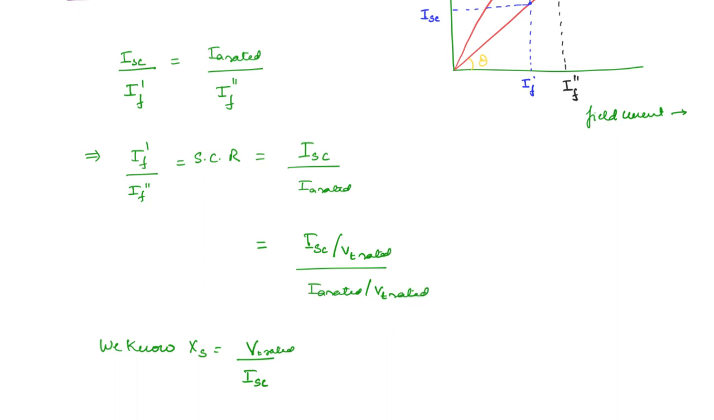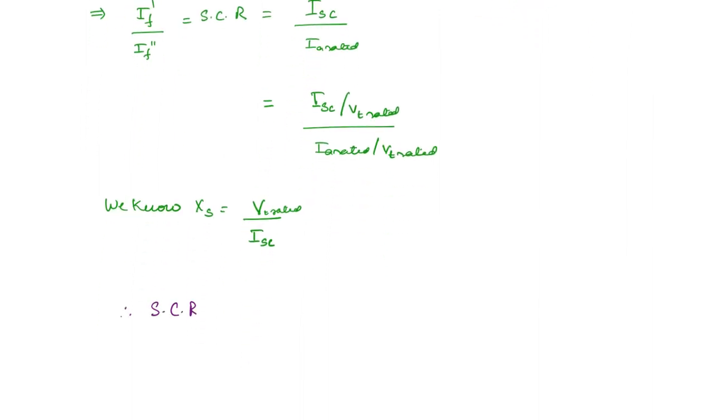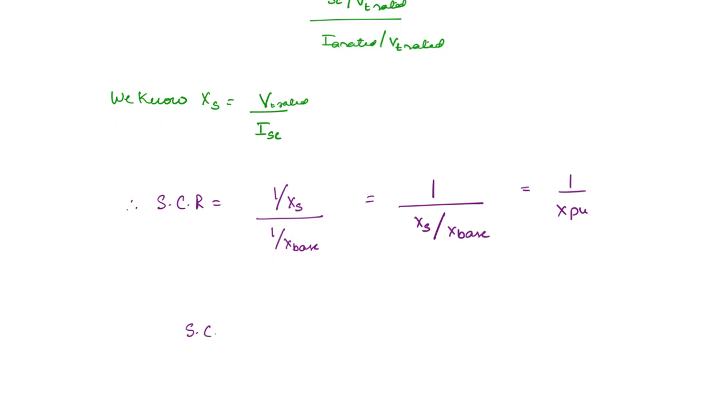What about this? These are the rated values. Rated values are usually taken as the base values whenever you are finding the per unit values, right? So IA rated divided by VT rated will give you 1 by the base synchronous reactance. Therefore the short circuit ratio is equal to 1 by XS divided by 1 by X base, so you get 1 by XS divided by X base. The actual value divided by the base value gives you the per unit value. So that is how the short circuit ratio is equal to the reciprocal of the per unit value of the synchronous reactance. This is the significance of short circuit ratio. When you know the short circuit ratio, the inverse of it will give you the synchronous reactance in per unit.